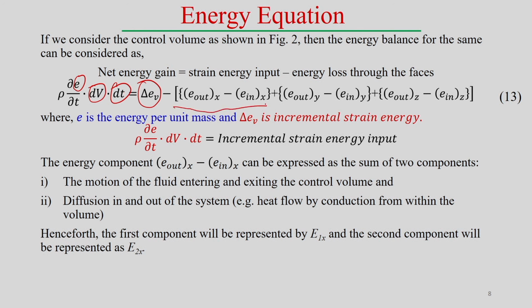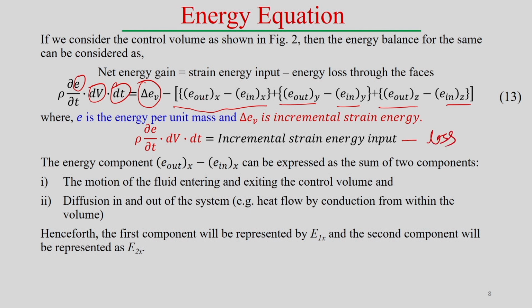So, energy loss means out minus in, out minus in, out minus in, considering respectively the x, y and z directions. E is the energy per unit mass and delta E V is the incremental strain energy. So, now del e by del t into dV into dt is equal to the incremental strain energy input, and definitely in this case minus the loss of the energy.